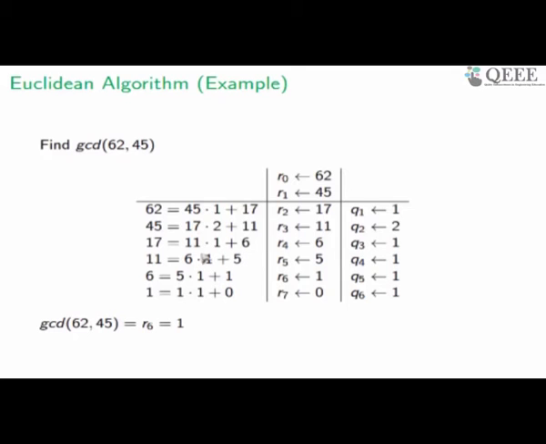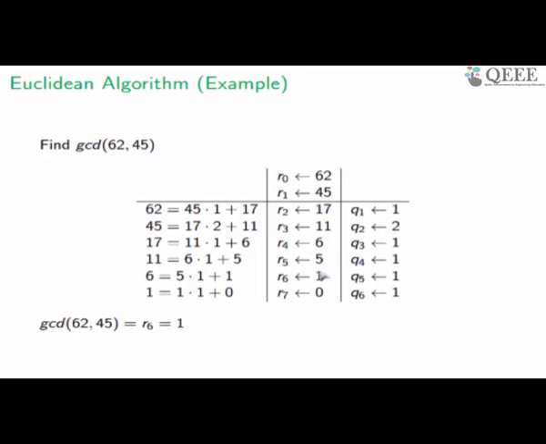And then you take the 11, make it be equal to 6 into some quotient 1 plus a remainder of 5. So this is a remainder of 5 and quotient is 1. And then 6 equal to 5 into 1 plus 1. So R6 is 1. And finally, we take 1 equal to 1 into 1 plus 0. So you have a remainder of 0 finally. So this is R7, which is 0.